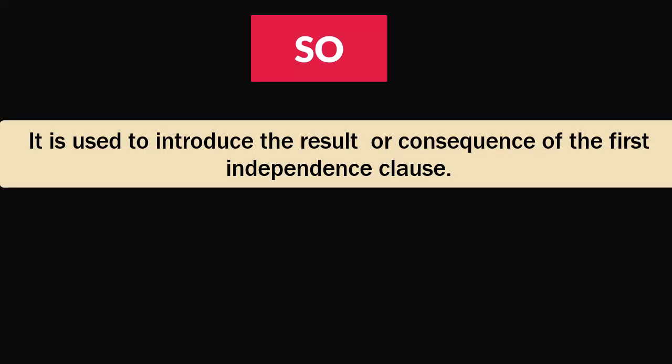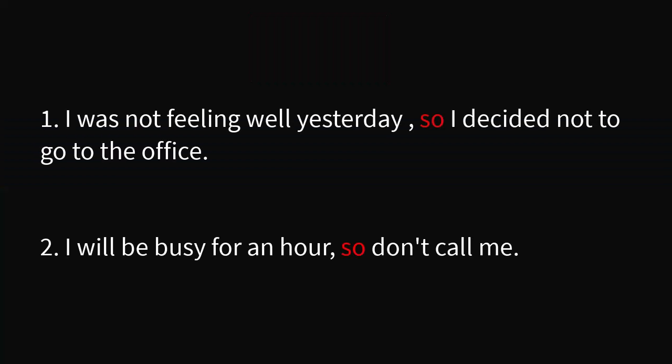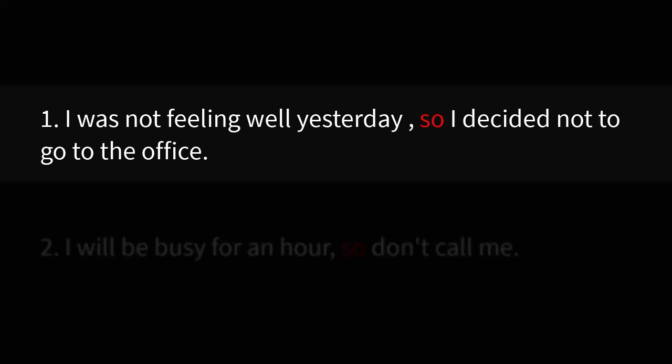The last conjunction we have is so. So, as a coordinating conjunction, is used to show a relation between two clauses where the second clause works as a result of the first one. Alright, let me show you some examples. Example number one: I wasn't feeling well yesterday, so I decided not to go to the office. I wasn't feeling well yesterday. This is the reason for something else, which is I decided not to go to the office. So is the coordinating conjunction here, and this is a compound sentence.